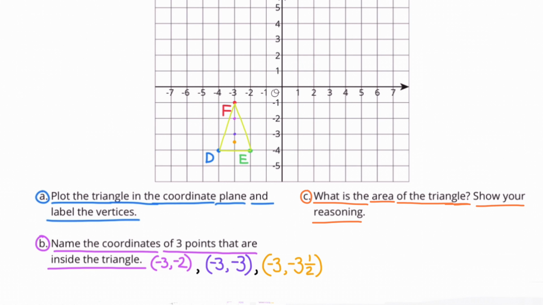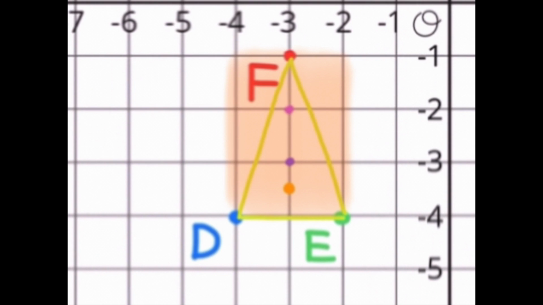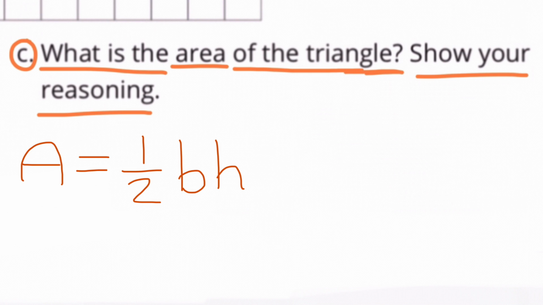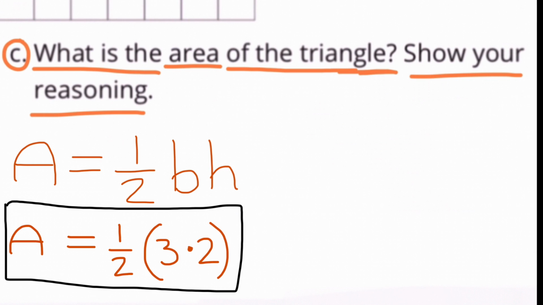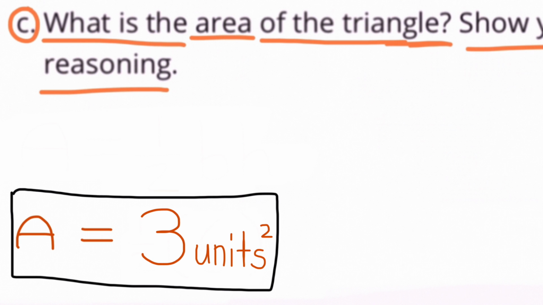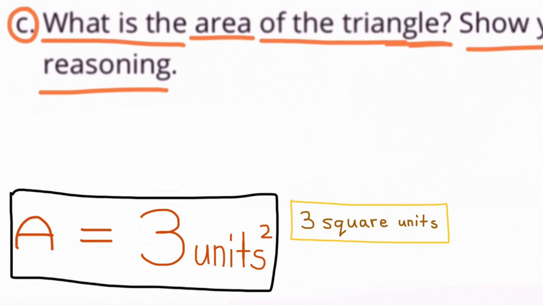C. What is the area of the triangle? Show your reasoning. I highlighted in orange an area of the rectangle. The dimensions are 3 by 2, 3 units vertically and 2 units horizontally. I know that the area of a triangle is exactly half of the area of the rectangle with the same dimensions, 3 by 2. So 3 times 2 equals 6. So I know that the area of a triangle would be half of 6. The area of this triangle is 3 units squared, or 3 square units.